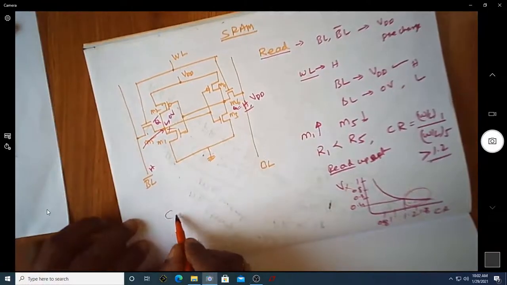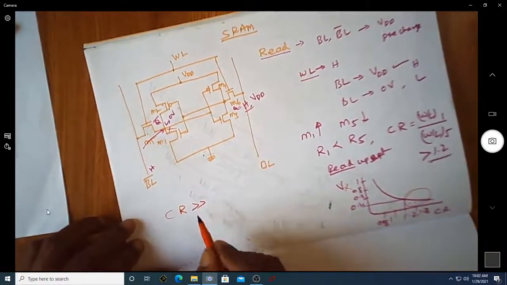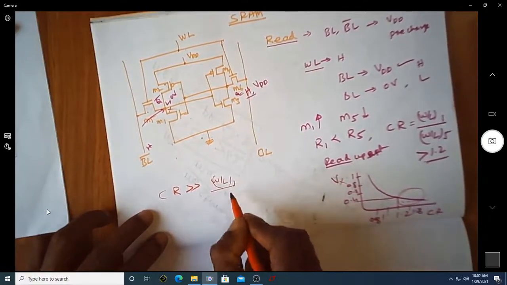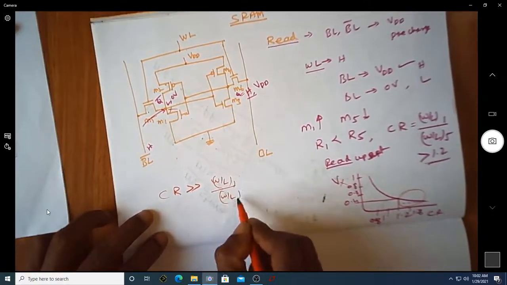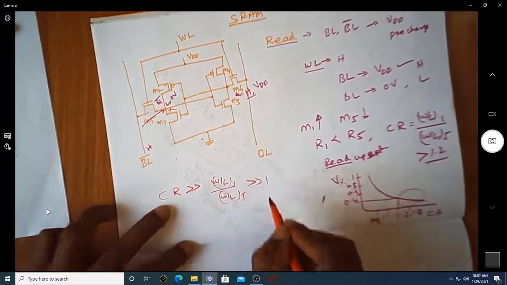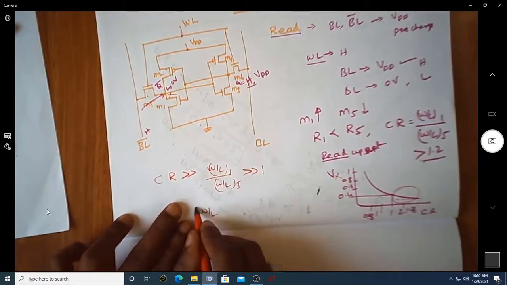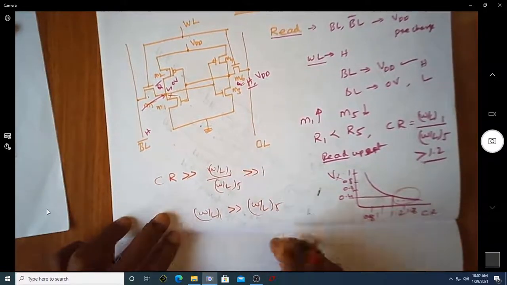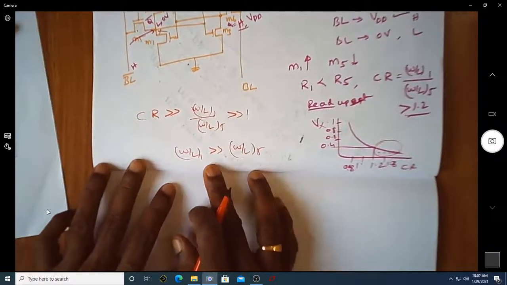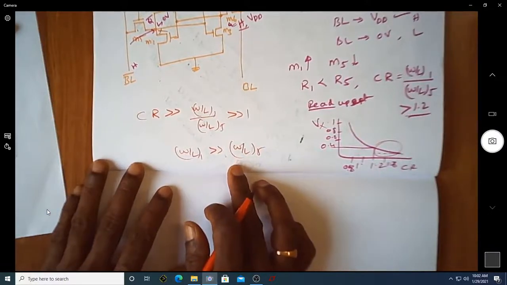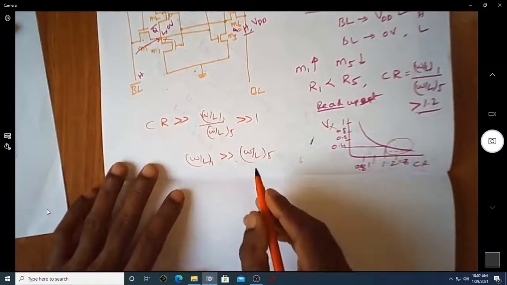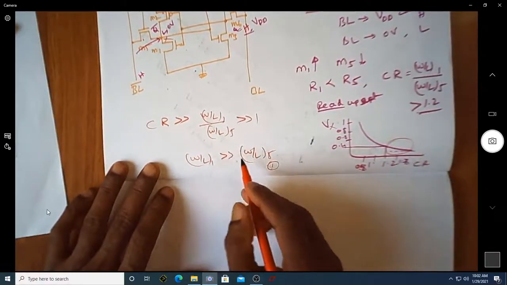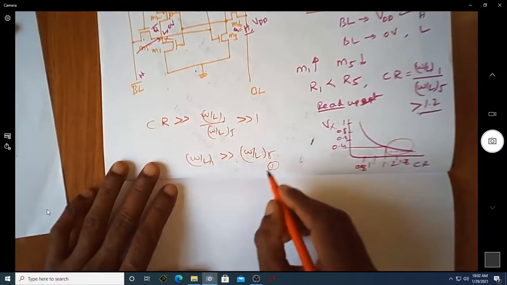So in order to make this CR value larger, we know that W by L of 1 and W by L of 5 are there, so this ratio should be far greater than 1, meaning W by L of 1 should be far greater than W by L of 5. There are different ways of achieving this. One of the possibilities: how do I make this condition satisfy?